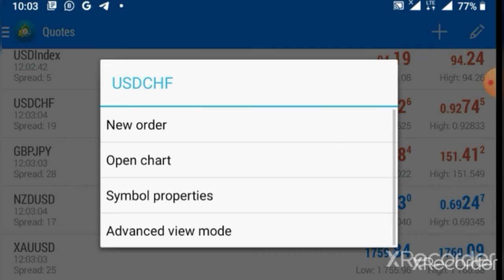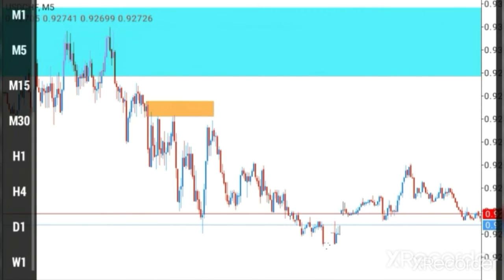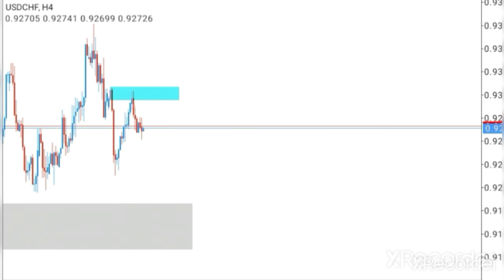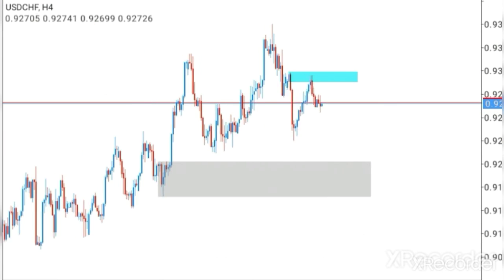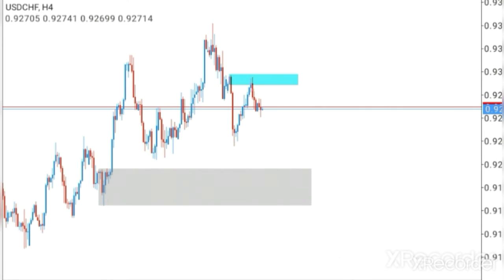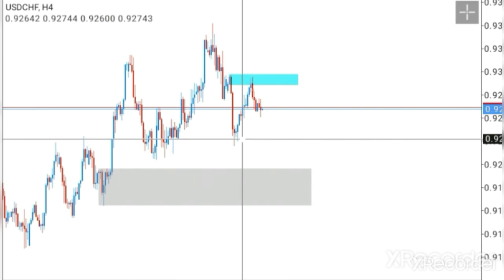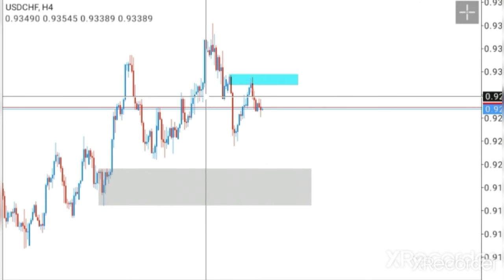Let's look at some other examples. Let's see, USD Swiss franc. Now take a look at this. The light blue box is your 4-hour OB.